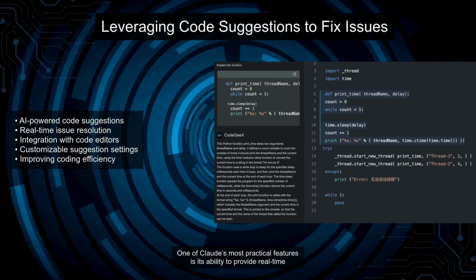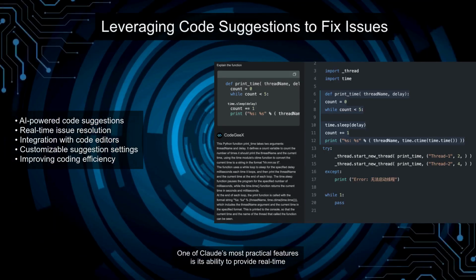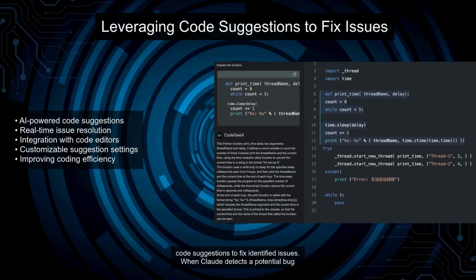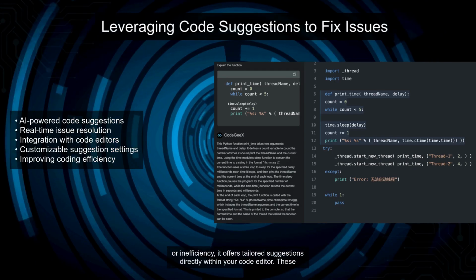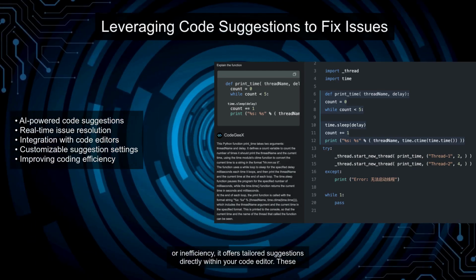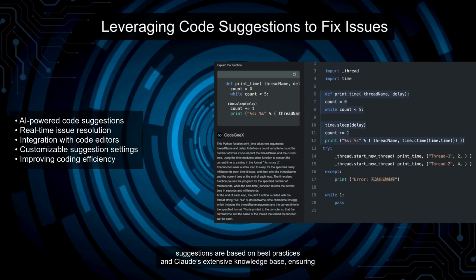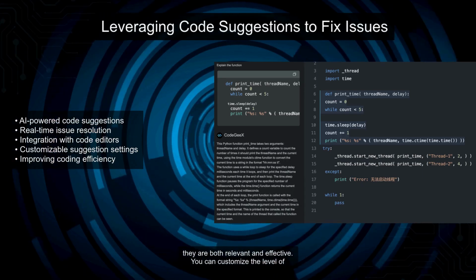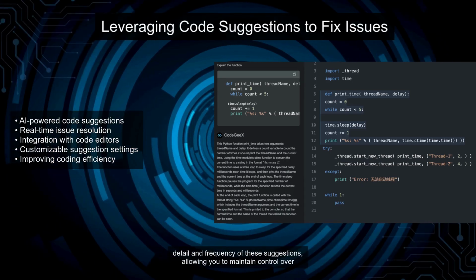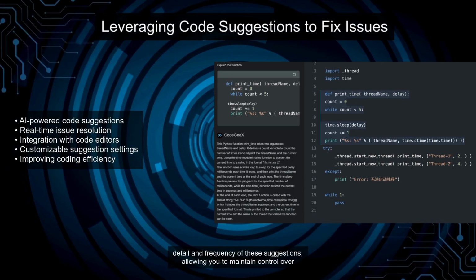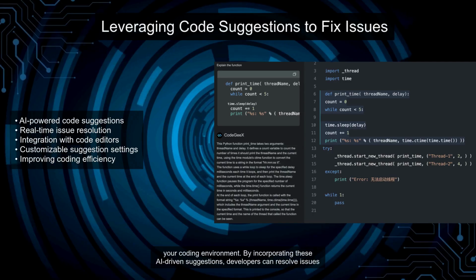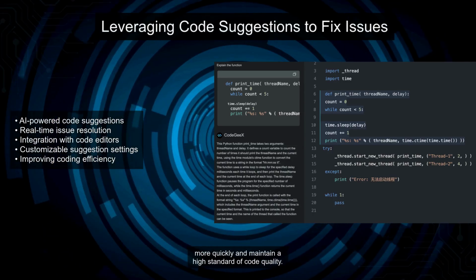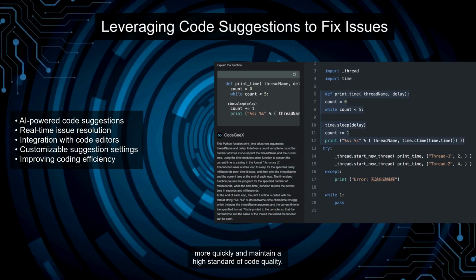One of Claude's most practical features is its ability to provide real-time code suggestions to fix identified issues. When Claude detects a potential bug or inefficiency, it offers tailored suggestions directly within your code editor. These suggestions are based on best practices and Claude's extensive knowledge base, ensuring they are both relevant and effective. You can customize the level of detail and frequency of these suggestions, allowing you to maintain control over your coding environment. By incorporating these AI-driven suggestions, developers can resolve issues more quickly and maintain a high standard of code quality.